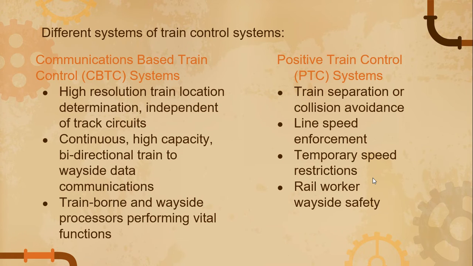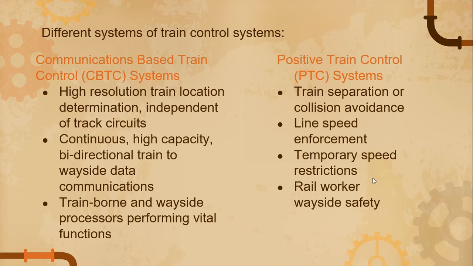So ano nga ba 'yon? They are high resolution train location determination independent of track circuits. They have continuous high capacity bidirectional train to wayside data communications. And lastly, they are train-borne and wayside processors performing vital functions. So ito yung mga inclusions ng ating CBTC system.